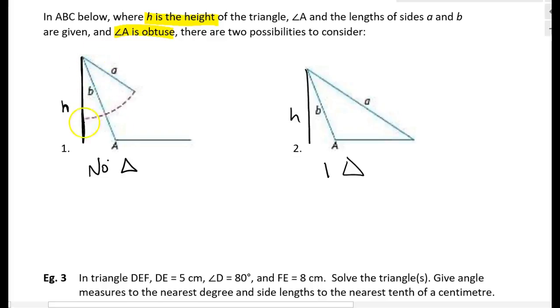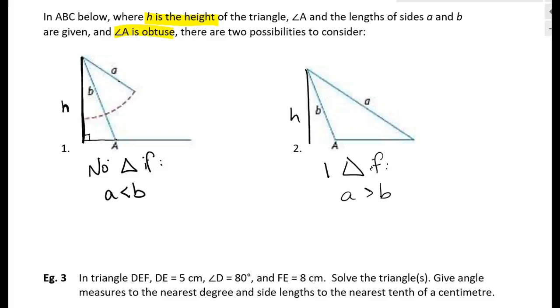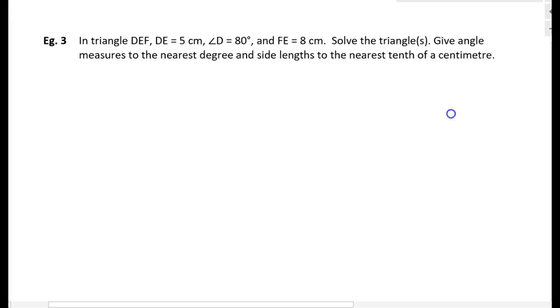So how do we check for this? Well, if A is smaller than B, we definitely don't have a triangle here. So the second that A is bigger than B, we will have a triangle and you're good to go. So there's no true ambiguous case here. It's just either yes or no. Do we or do we not have a triangle?